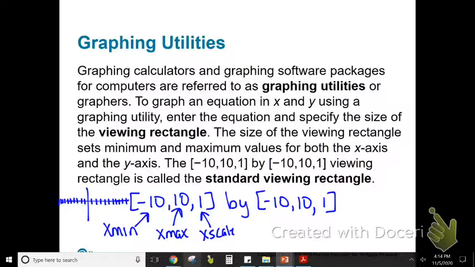Okay? And then here, the by means now we're going to go to our y's. So this would be our y minimum. This is our y maximum. And this is our y scale. So it's saying we're going to go down to negative 10. We're going to go up to positive 10. And each one of these lines represents a 1. So 1, 2, 3, 4, 5, 6, 7, 8, 9, 10.